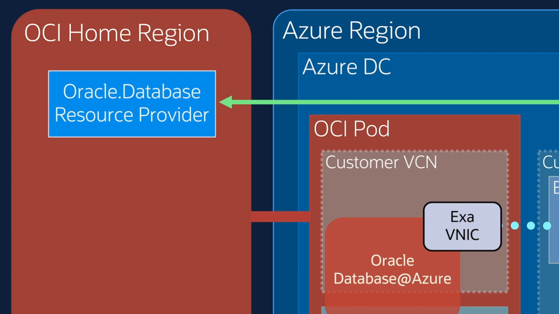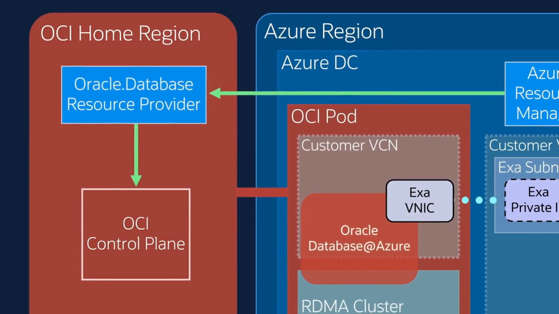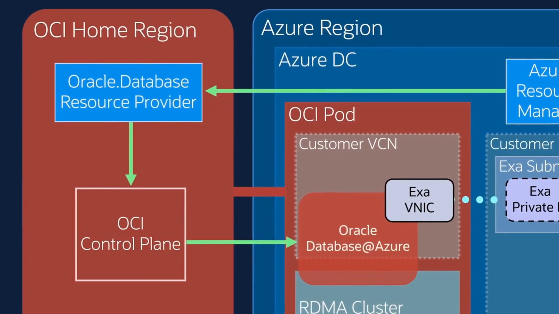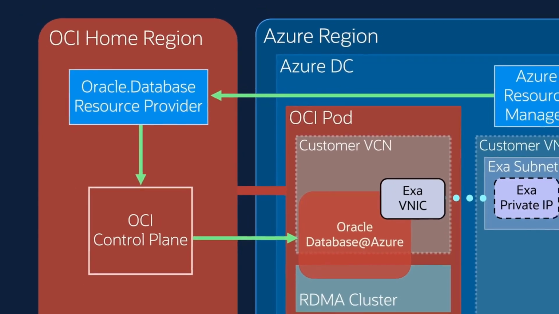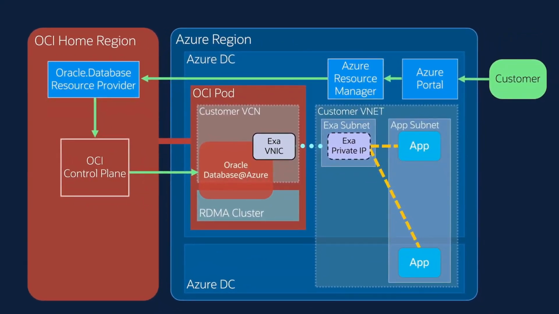It also performs the identity validation, authentication, and authorization. And then finally, it invokes the OCI control plane, which then creates and manages the Exadata instance. Note that the customer can just use identity in Azure to invoke the API calls or use the portal. And behind the scenes, OCI will use identity federation to perform the authentication and authorization for the API calls.